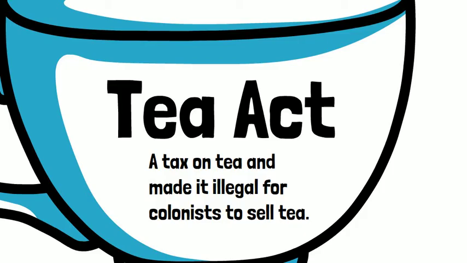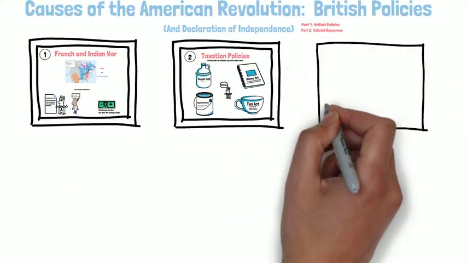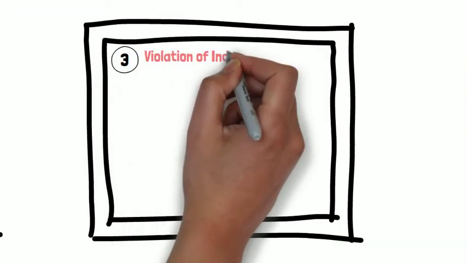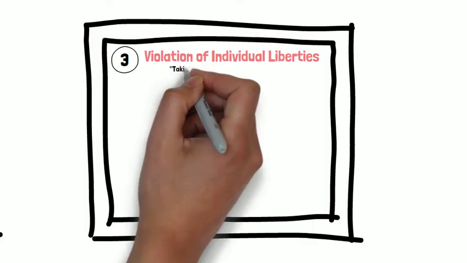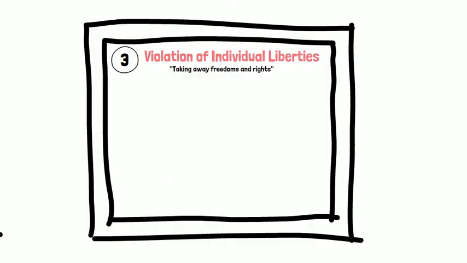The colonists responded by dumping hundreds of chests filled with British tea into the Boston Harbor, which is known as the Boston Tea Party. The third cause of the American Revolution were the British policies that infringed on the colonists' individual liberties. That just means some of the colonists' freedoms and rights were taken away.